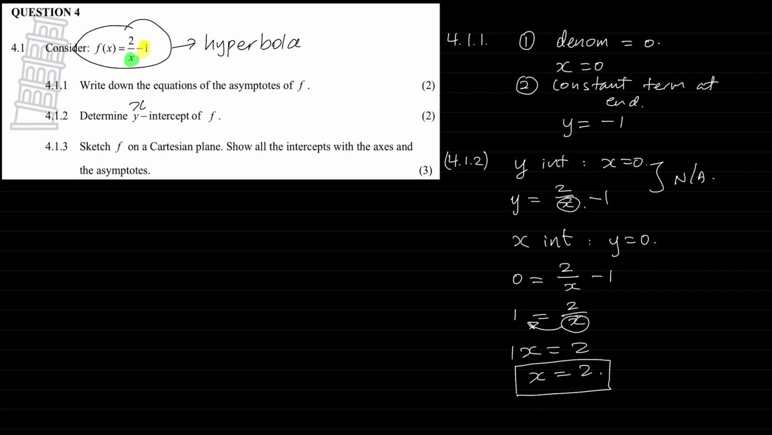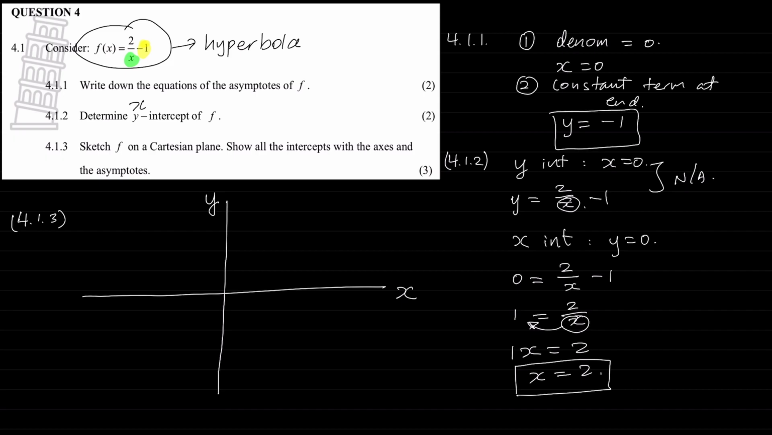All right, question 4.1.3, sketch it. So 4.1.3, let's quickly just draw out a quick sketch of a Cartesian plane here. You have x here, you have y here. Let's first put in our asymptotes. We have one asymptote where y equals -1. So y is -1, let's just estimate somewhere there, and that's going to be represented using a dotted line.